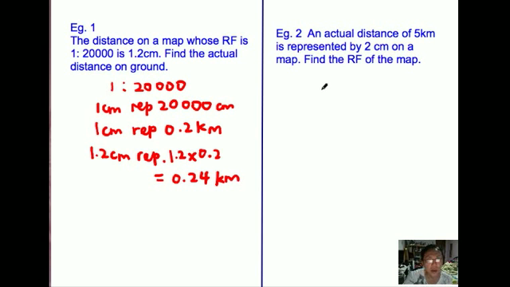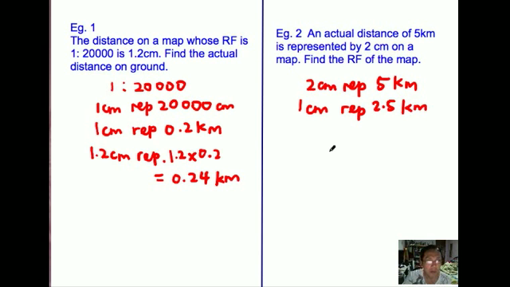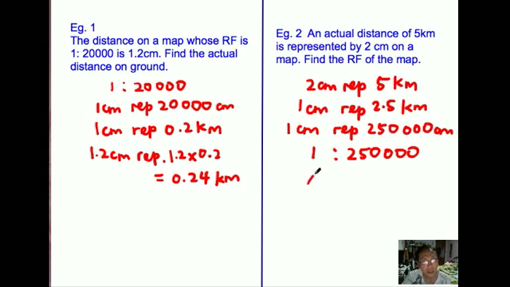In the next example, we are given that an actual distance of 5 km is represented by 2 cm on a map. That is, 2 cm represent 5 km on actual ground. This simply means that 1 cm would represent 2.5 km on ground. We convert this to cm by taking 2.5 times 100,000 to give us 250,000 cm. Dropping the cm, we have the ratio 1 is to 250,000. This is the required RF.